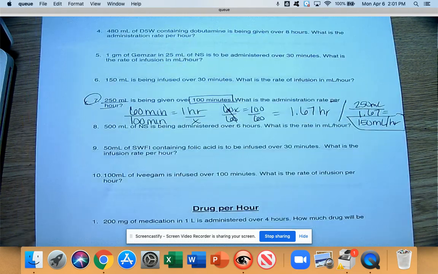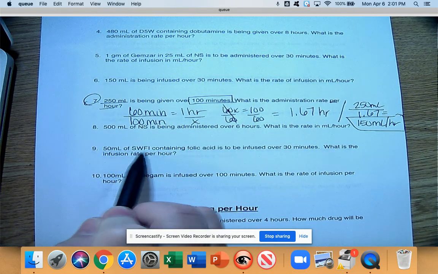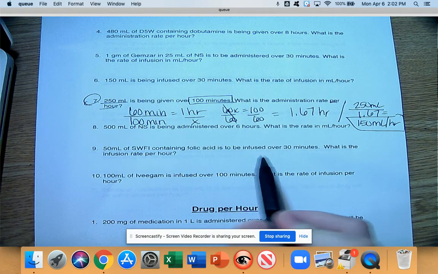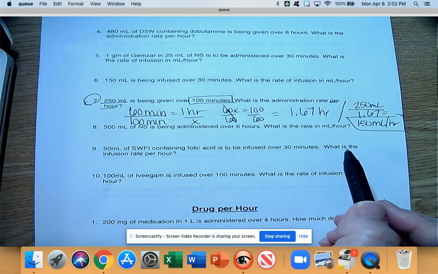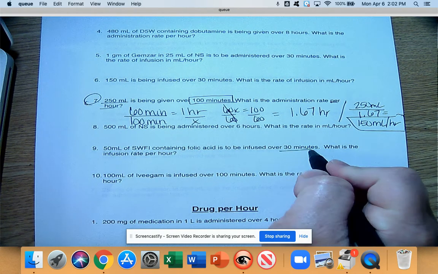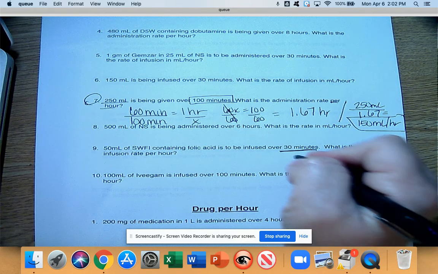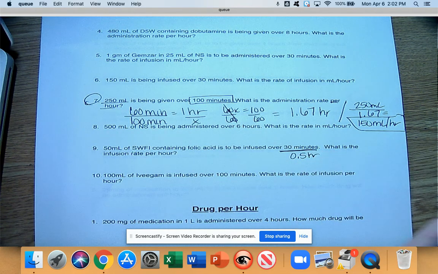Let's look at number 9. We've got a 50 ml bag of sterile water for irrigation. It contains folic acid. It's going to be infused over 30 minutes. What is the infusion rate per hour? Okay, so just like we did over here, we're going to convert minutes to hours. We know that 30 minutes is half an hour. So that would be 0.5 hours. So when you're working that out, just be sure you put that.